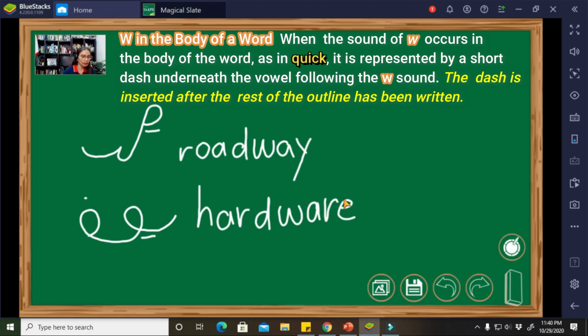Okay, so that's it. That is your W in the body of a word. You have to put a dash underneath the vowel.